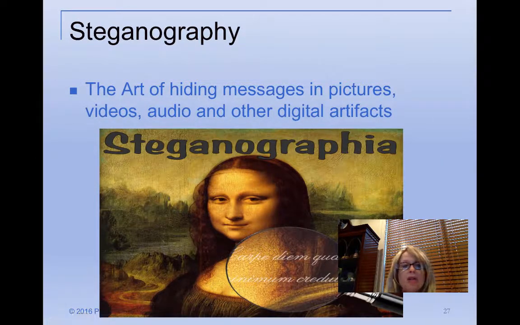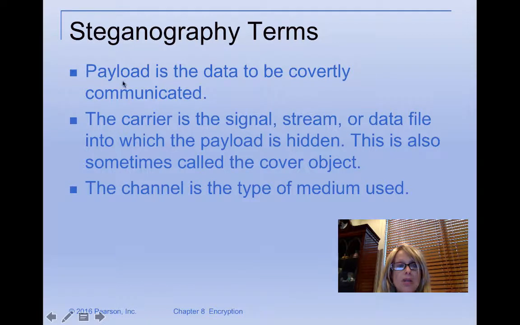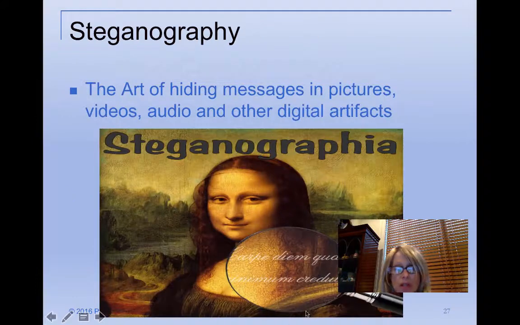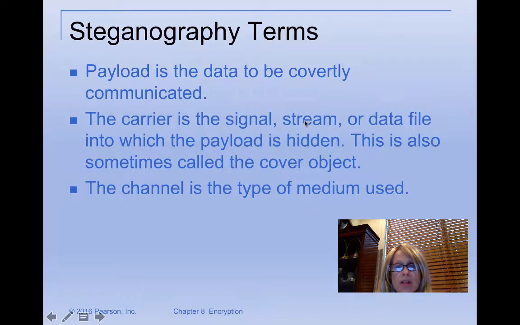Steganography is just the art of hiding messages in pictures, videos, audios. So here is the Mona Lisa, and here is some Carpe Diem, a message hidden within it. It can be in videos, audio files, other digital artifacts. It's very interesting. So payload is the data to be covertly communicated. So in this particular example here, here's the payload. The carrier is the file. So in that particular example, the carrier is the signal, stream, or data file. So it would have been that JPEG, and the channel is a picture.